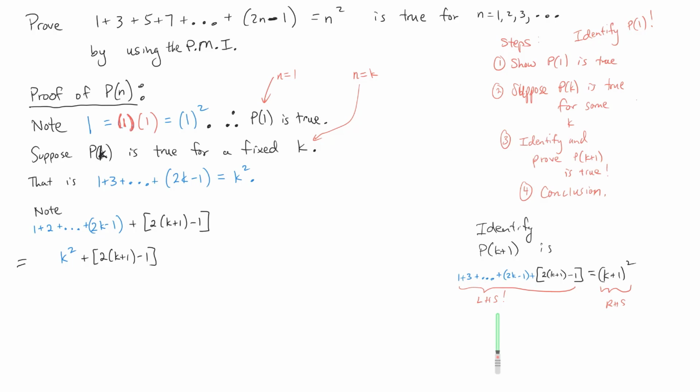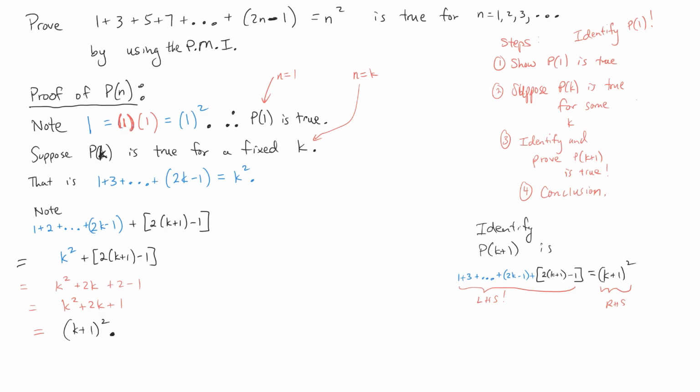Now here, remember your goal. Your goal is to make it look like the right-hand side. Your goal is way over here. You want to show that it's in fact going to be the quantity k plus 1 squared. Now it's going to take some work, and that's math. So here we go. This is now equal to k squared plus 2k plus 2 minus 1. This is equal to k squared plus 2k plus 1. Now you know that trinomial factors, period.